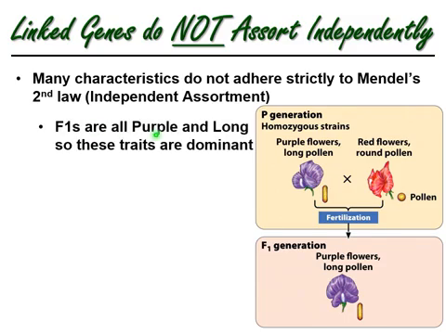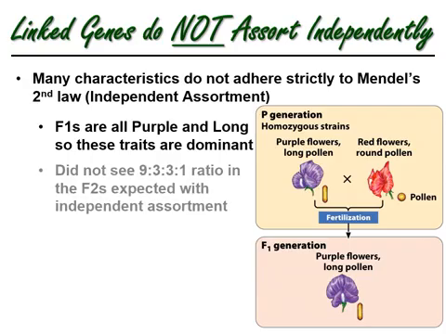So the F1s are all showing the dominant phenotype, as you would expect, in 100% of the F1s. This is still following Mendelian inheritance and what he saw. And so they're all purple, they're all long, and so these traits must be dominant.